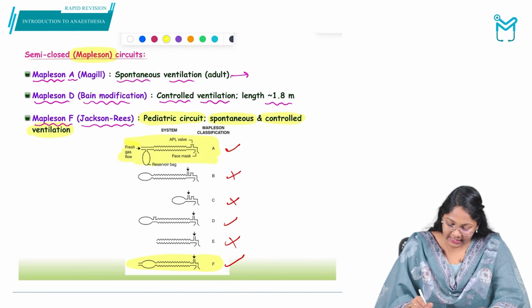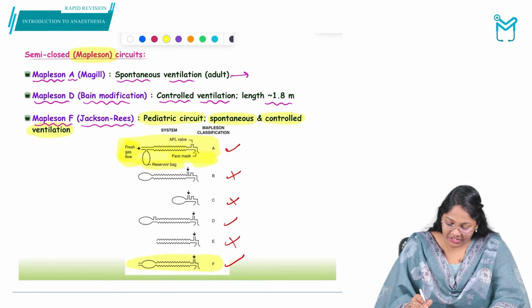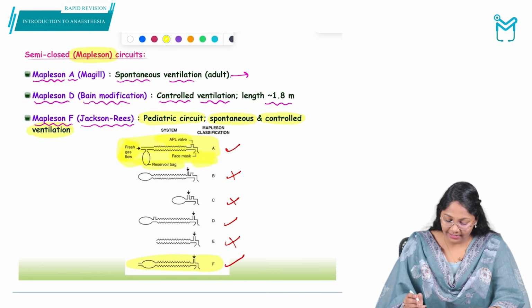If you can see here clearly, there is a fresh gas flow which is entering. There is the reservoir bag here. We have the face mask over here where the patient lies down as well as the expiratory valve.